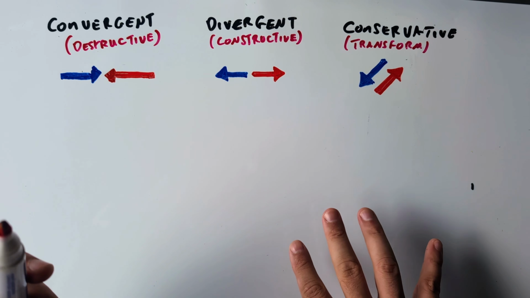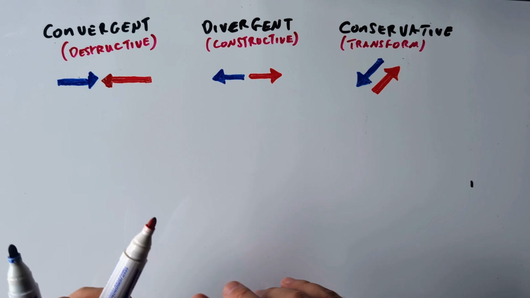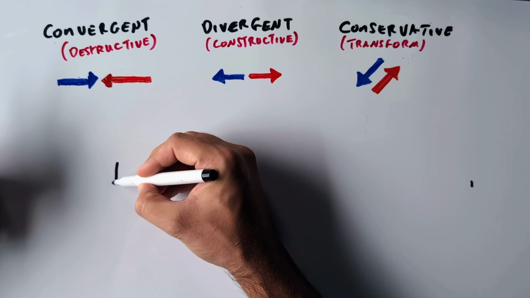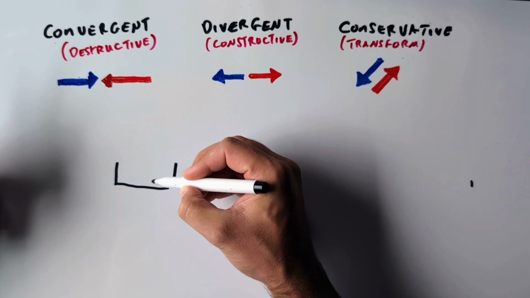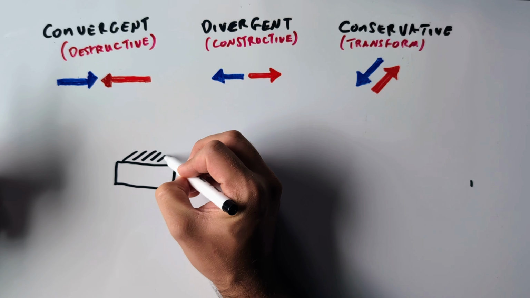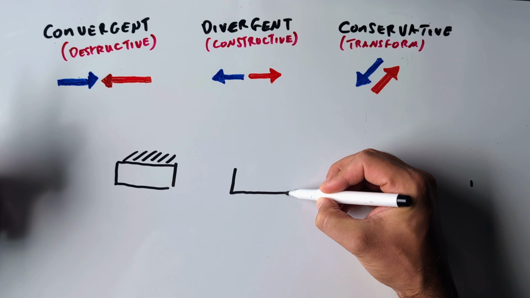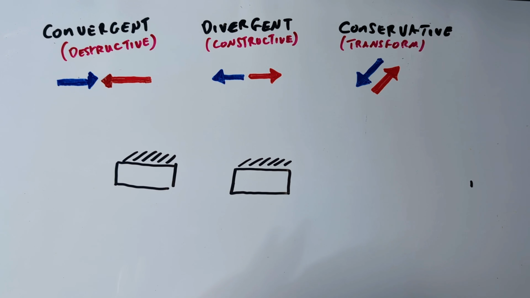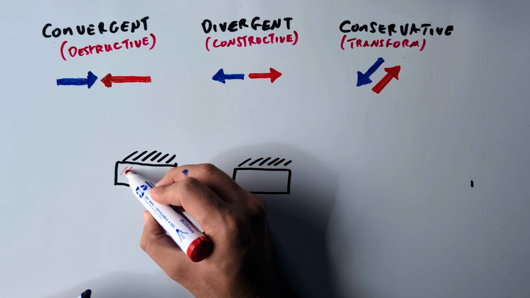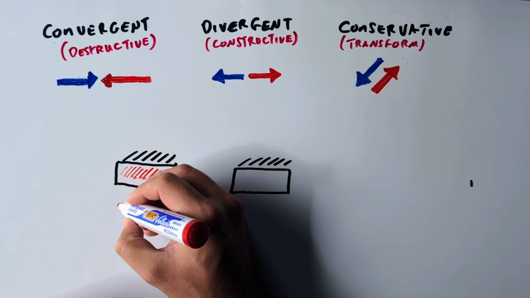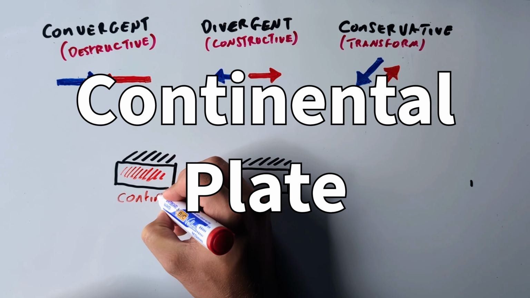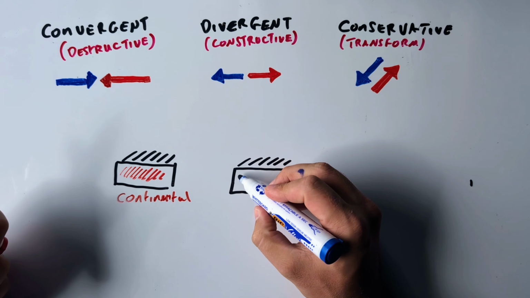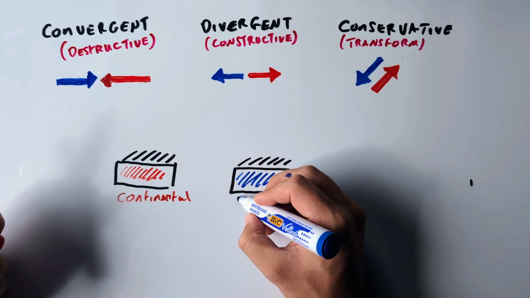To understand all of this, you're going to need to know that there are two different types of tectonic plate. This will become key as we progress through the video. The first one, which I will do in red, is continental. The second one, which in all of the videos I will be doing in blue, is oceanic.